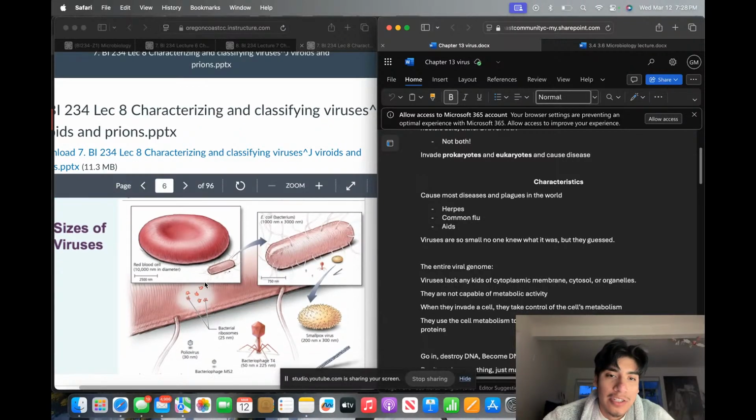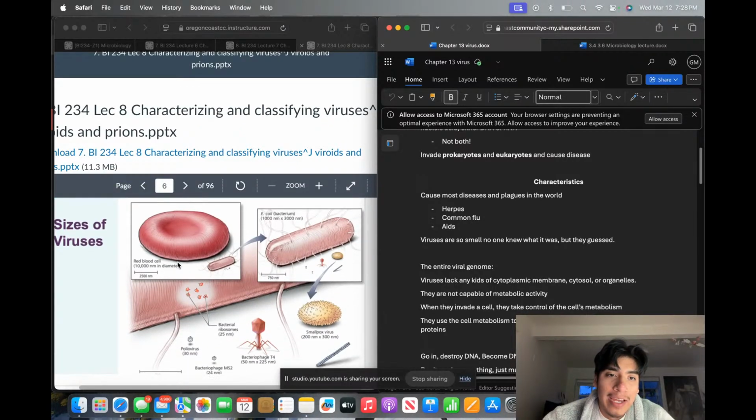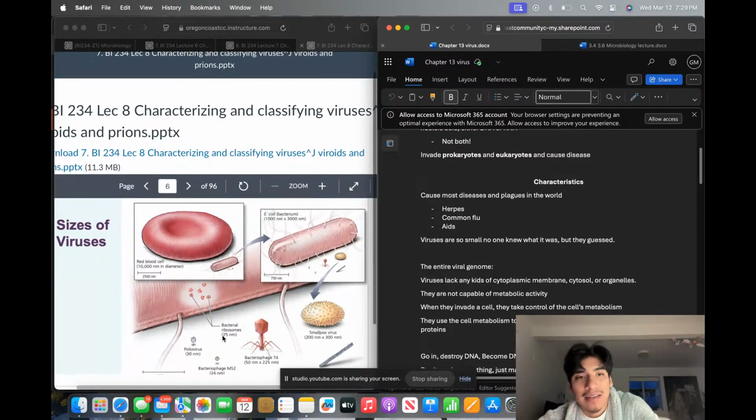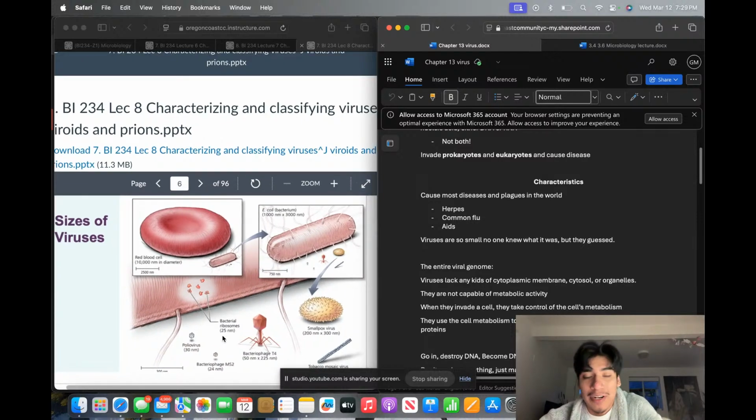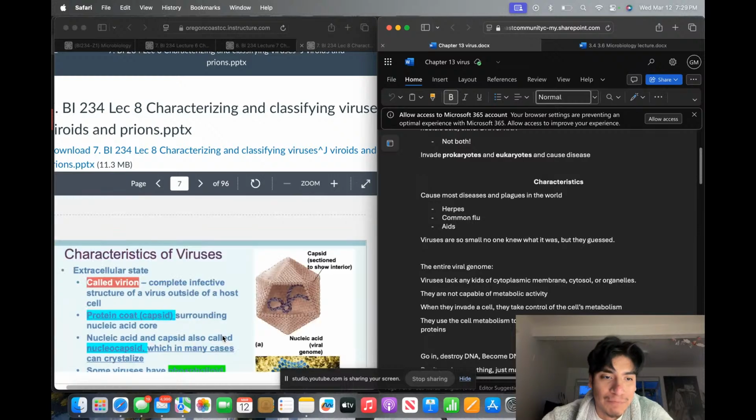So here's a photo that shows the size. This red blood cell looks huge in comparison to a bacterium, and this bacterium looks huge compared to a virus. Here we have a bigger virus, smallpox, and a really small one would be the bacteriophage, which, as we can see, is as big as a bacterial ribosome, which makes sense because it's containing at most double-stranded genetic material.